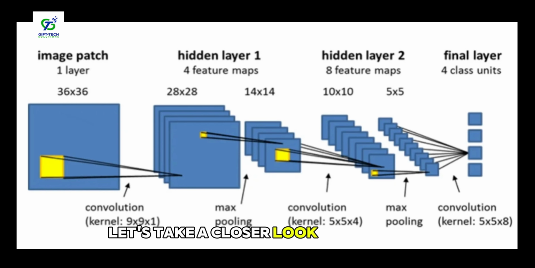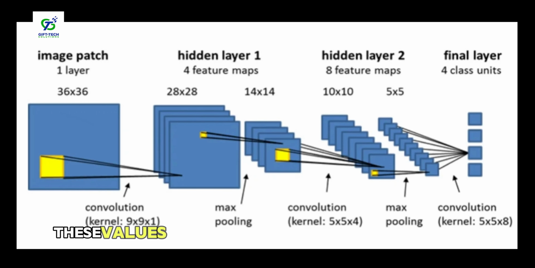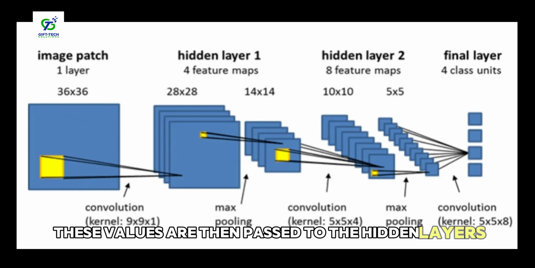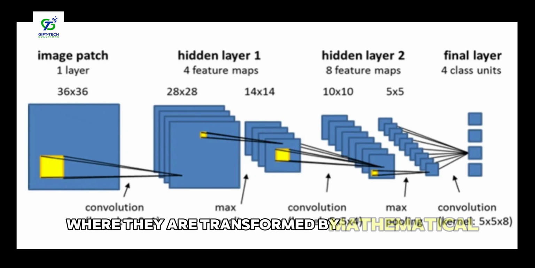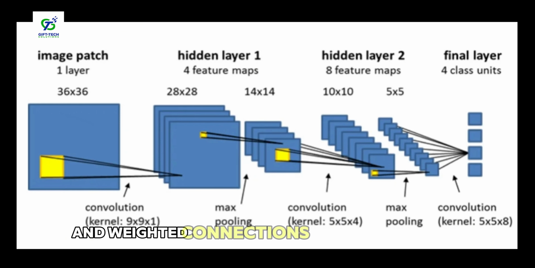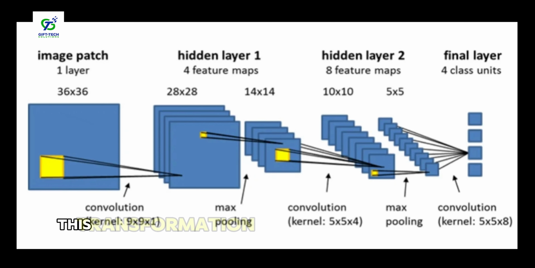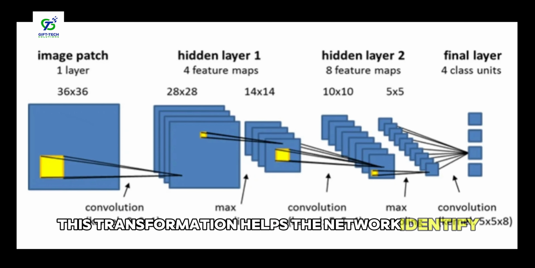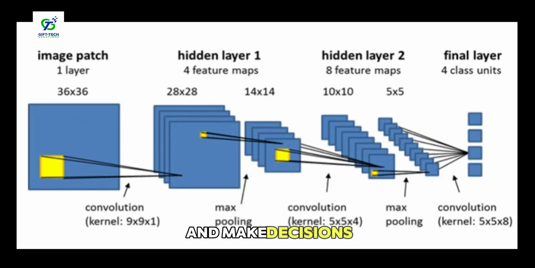Let's take a closer look at how data flows through a neural network. When data enters the input layer, it's assigned a value to each node. These values are then passed to the hidden layers, where they are transformed by mathematical functions and weighted connections between the nodes. This transformation helps the network identify patterns and make decisions.